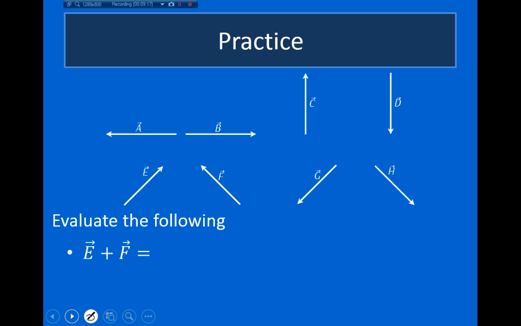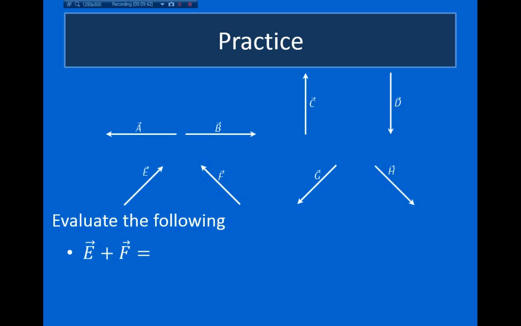So let's just do some practice with addition and subtraction of vectors. And I want to start out with just the graphical, because this is a little bit easier. So here I've got a whole bunch of vectors, and we're basically just going to pick out which one is going to be equal to these different examples here. So here I say, what is E plus F? So E is this one here, it points up and to the right. F is this one here, it's pointing to the left and up.